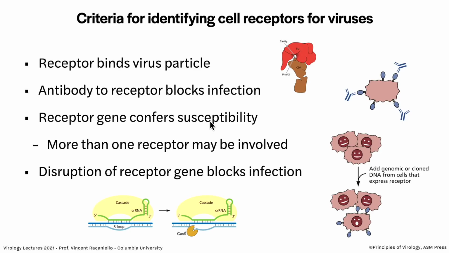A really good one is show that the gene encoding the receptor confers susceptibility to infection. So if you're lucky enough to have, say, a cell line that doesn't have the receptor gene in it, so they're not susceptible to infection, you can put the gene in and you can ask if they become susceptible. Now, the caveat there is sometimes you need more than one receptor, and then it makes it a little harder. You may have one of the two receptors, but you may be missing the other, and if you put just one in, it's not going to give you susceptibility. And then finally, you can disrupt the receptor gene and show that the cells become resistant.